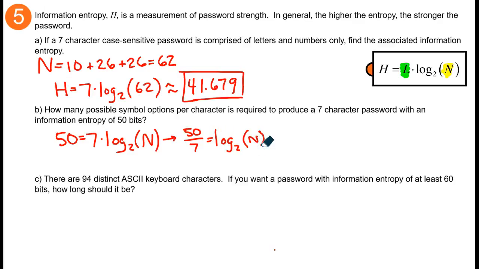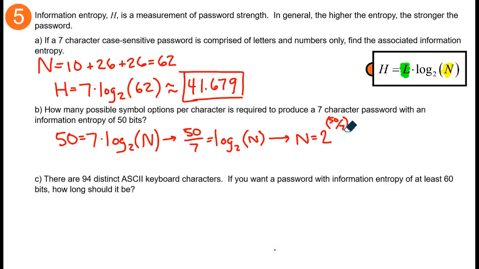So I have n inside a logarithm. I've said this several times. I hope that it's becoming second nature to you. I can rewrite this as an exponential equation, and it'll give me the following. n is going to equal 2 raised to the 50 over 7 power.